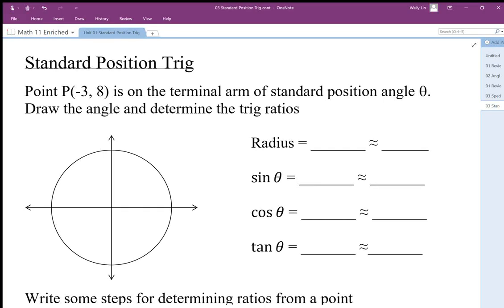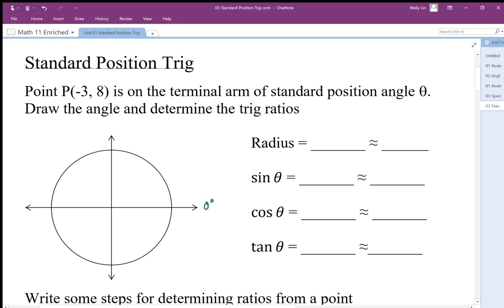So again, we're dealing with standard position trig. What's really important is the position, the location of the point, and we can describe it with x and y coordinates, which relate to sine and cos ratios, or with an angle measured from the initial arm. We measure from 0 degrees.